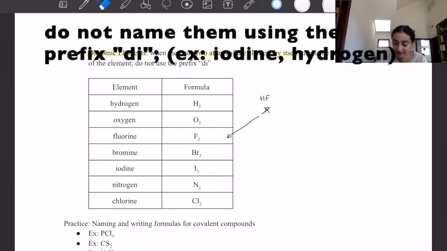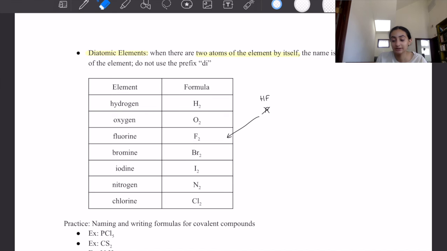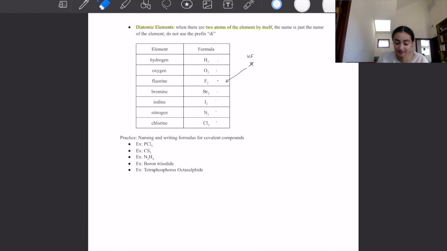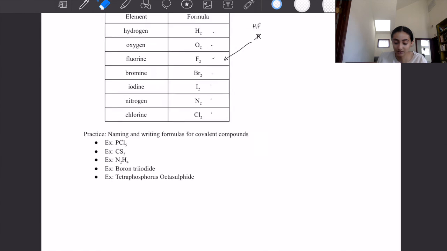And I like to remember these, and I think most people remember these elements using the mnemonic device Brinkelhoff. So we have Brinkel and then Hoff, or Hoff-Brinkel. Either one works. Okay, so now we're going to do some practice naming and writing the formulas for covalent compounds.